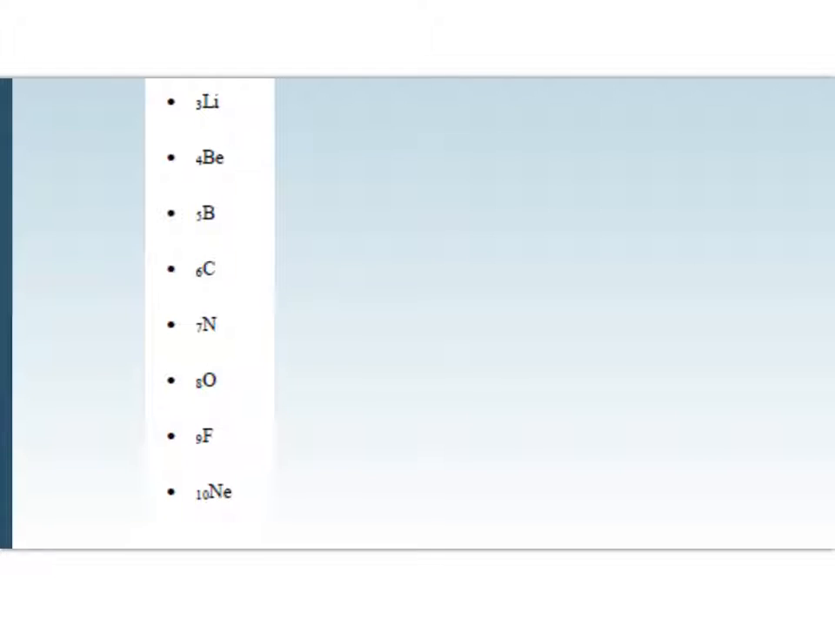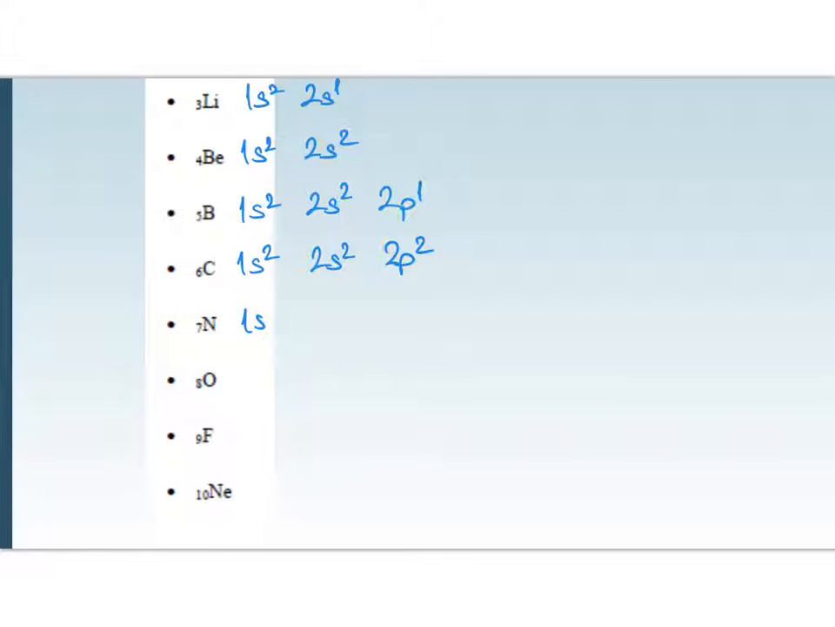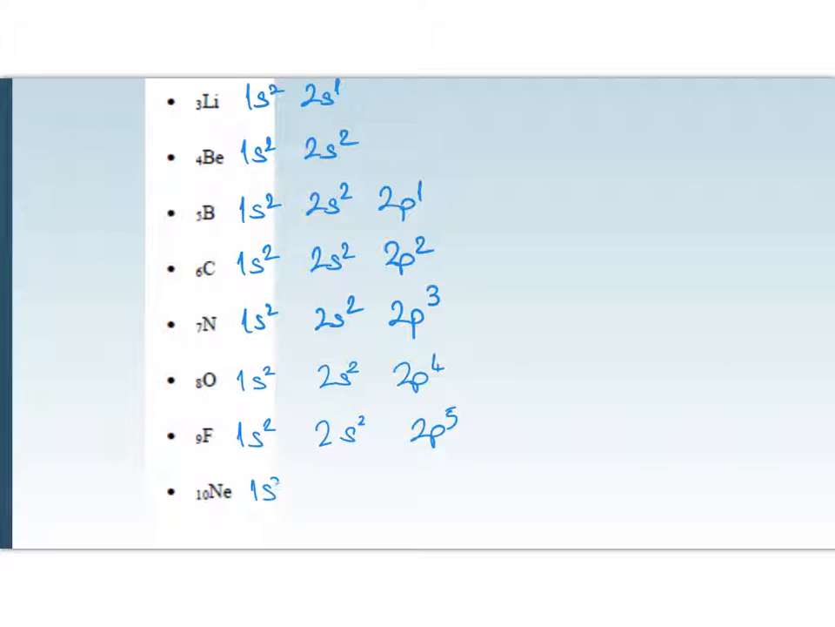Okay, let's write the electron configuration for some of the atoms. Lithium, 1s2, 2s1. Beryllium, 1s2, 2s2. Boron, 1s2, 2s2, then comes 2p1. This is 1s2, 2s2, and 2p2. This is 1s2, 2s2, 2p3. Then 1s2, 2s2, 2p4, 1s2, 2s2, 2p5. This is 1s2, 2s2, and 2p6 here.